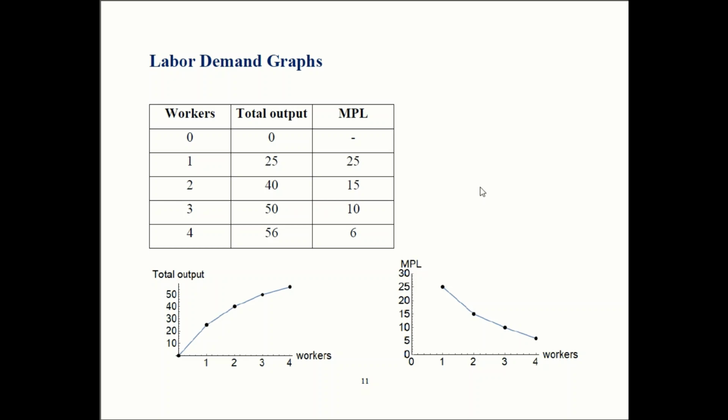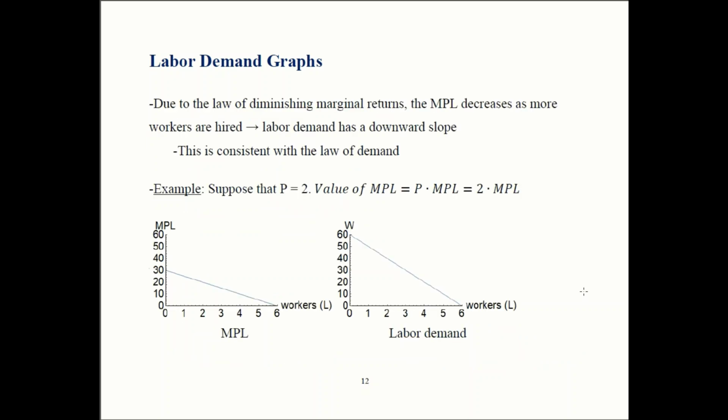So the law of diminishing marginal returns is in effect for both these graphs. For total output, it means the output is going to rise at a diminishing rate. For the marginal product, it means it's going to be strictly decreasing. It's going to have a negative slope. So with that in hand, we can now find labor demand and graph that as well.